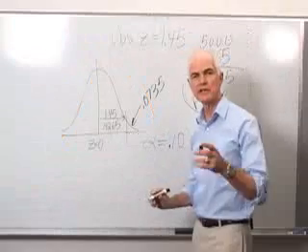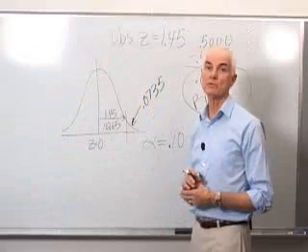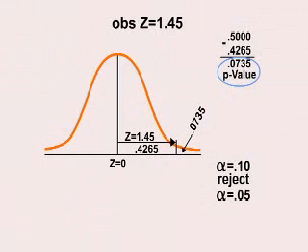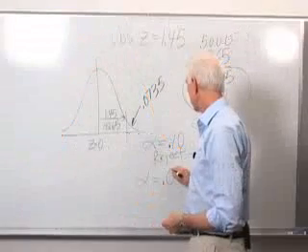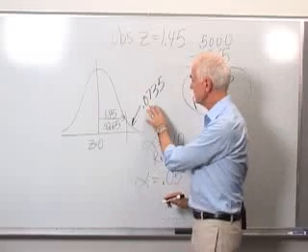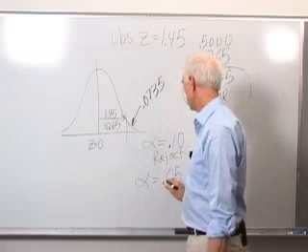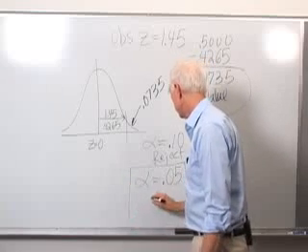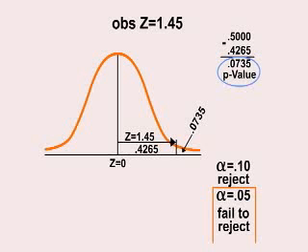So we can conclude if alpha is 0.10 that we would reject the null hypothesis. If alpha is 0.05 or less, we would fail to reject the null hypothesis because the p-value is bigger than this particular alpha. So for alpha values 0.05 or less, we would fail to reject the null hypothesis.